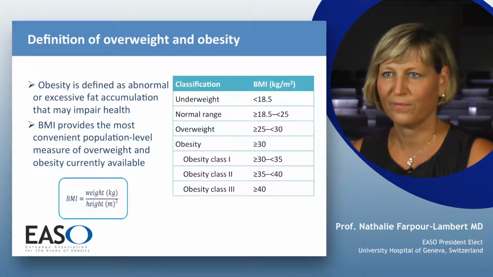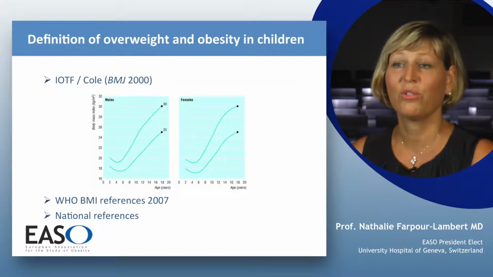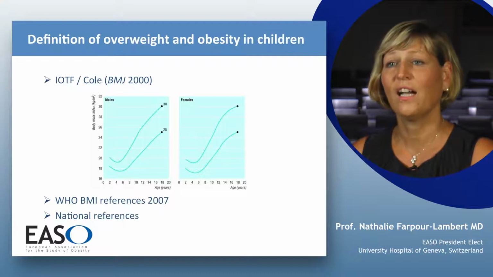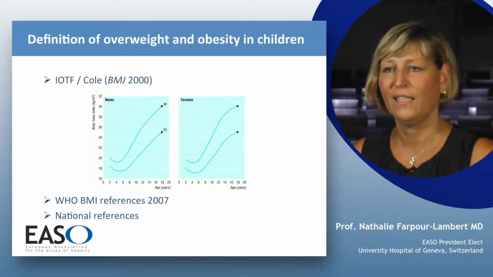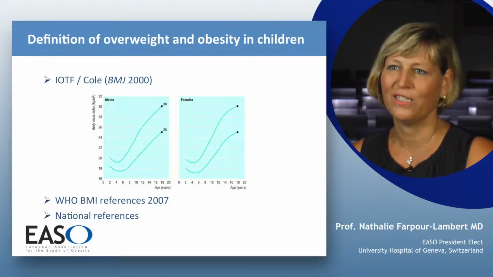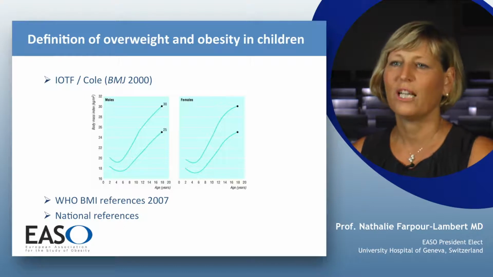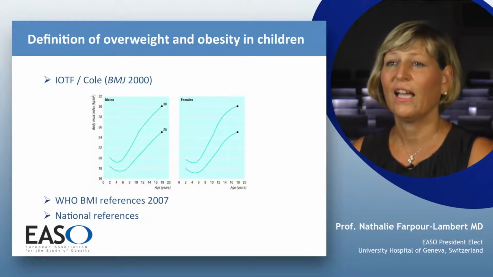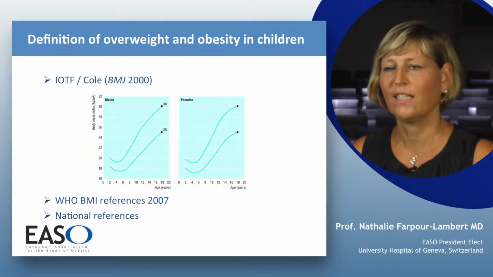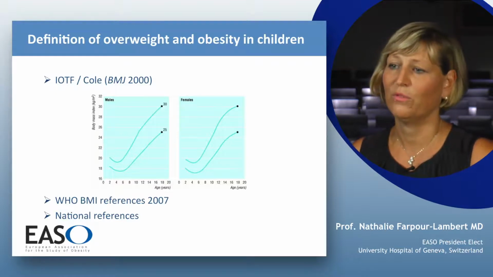is grade 3. In children, the situation is different because children are growing, so they increase their height and weight annually. Several definitions have been used to define obesity in children. The first one used was the Cole definition, which was published in 2000, and which defined two cutoffs for both overweight and obesity corresponding to a BMI of 25 in adults and 30 for obesity.